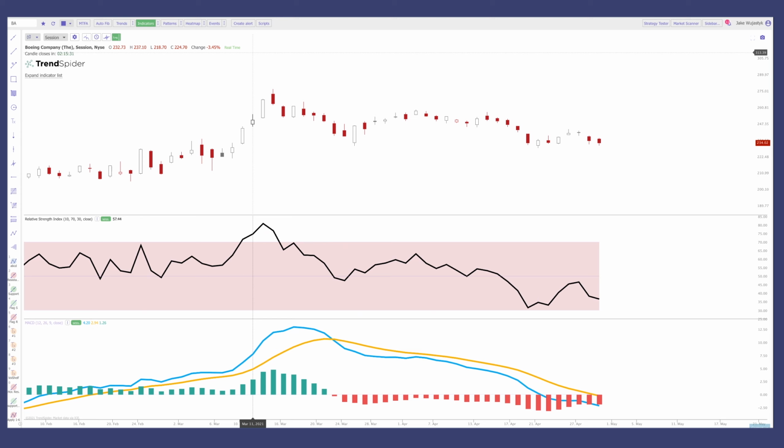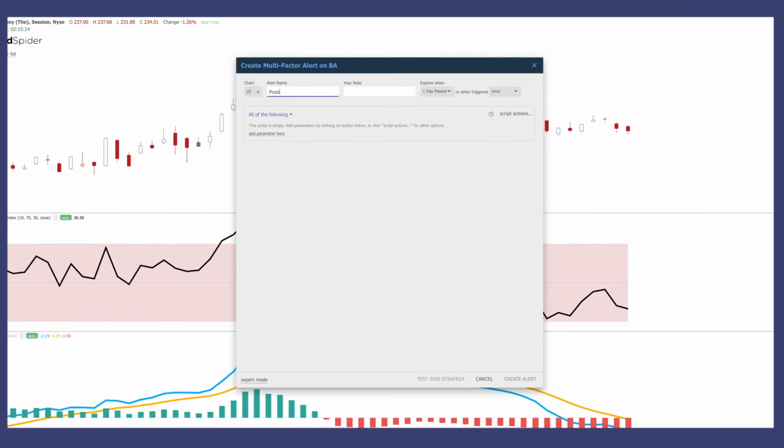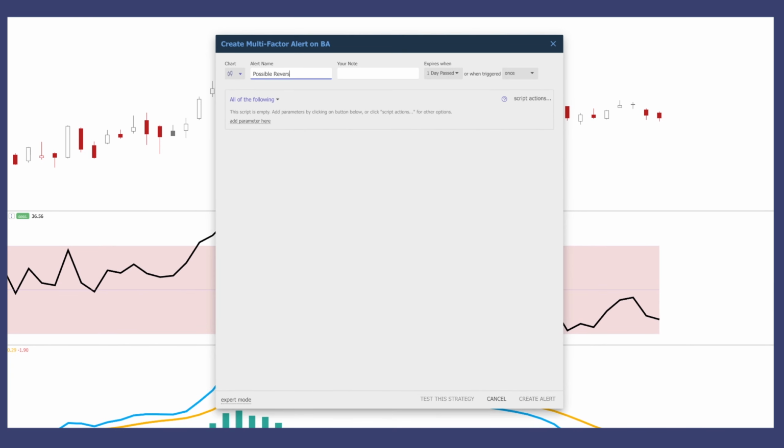What you can do is you can go to, as I mentioned, create alert, multi-factor alert, name this whatever you'd like, possible reversal. You can add a note, very similar to the other alert on the dynamic alert side of things. Go long on this alert signal. You can choose your expiration. You can choose how many times you want this to go off through the when triggered here. You can choose all the way up to 20 times as the other one as well.